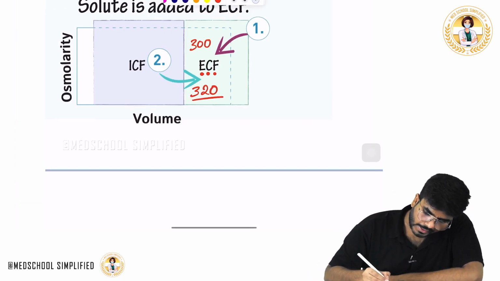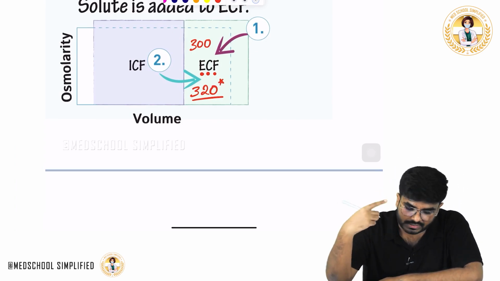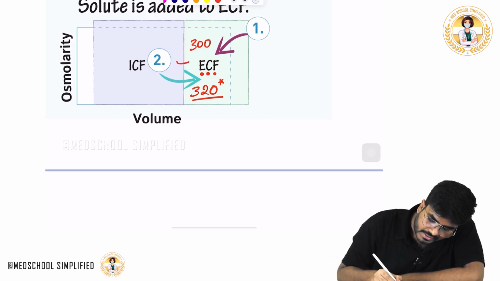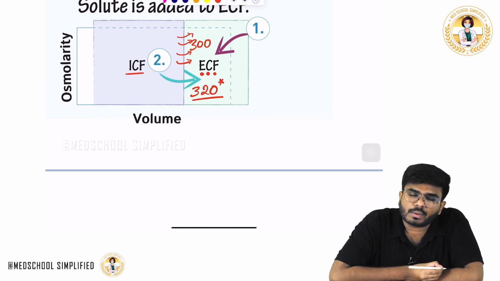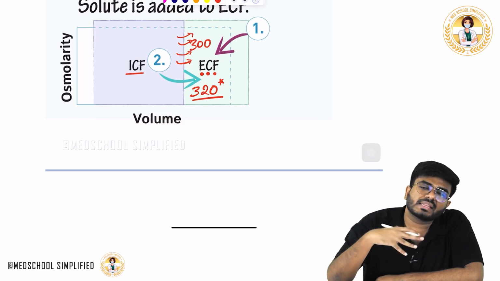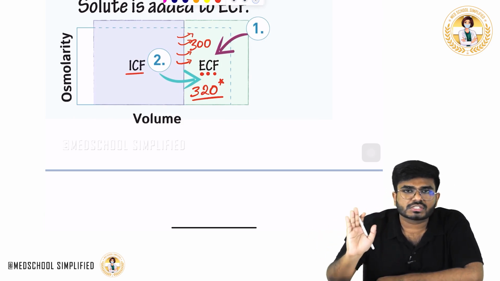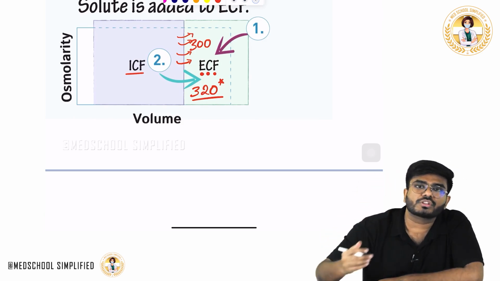Now what happens, sir? You have made the extracellular fluids hypertonic. So what are these hypertonic extracellular fluids doing? They cause a shift from the intracellular compartment to the extracellular compartment. At the end of the day, the amount of fluid in the body is not going out, it's not lost. Simply you have added more and more solutes into the body.